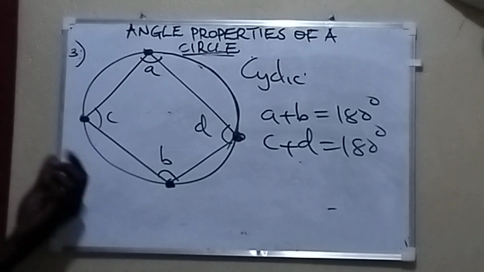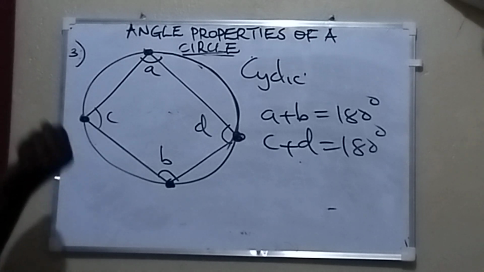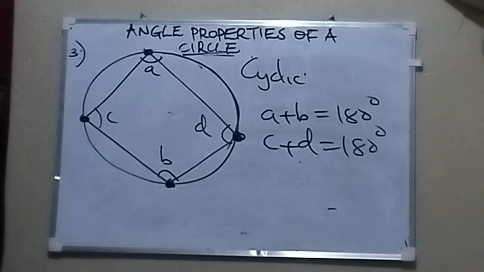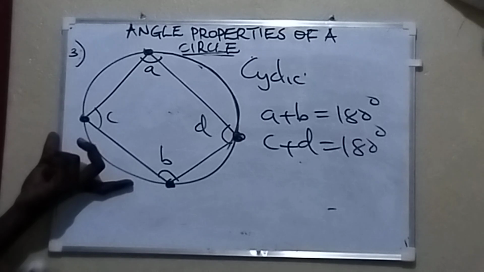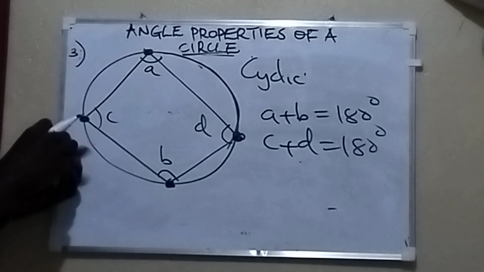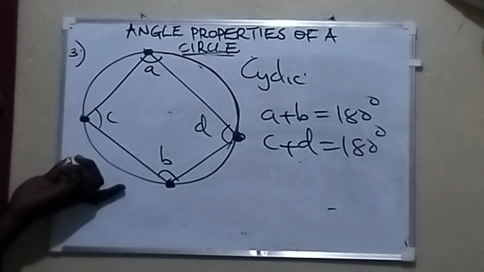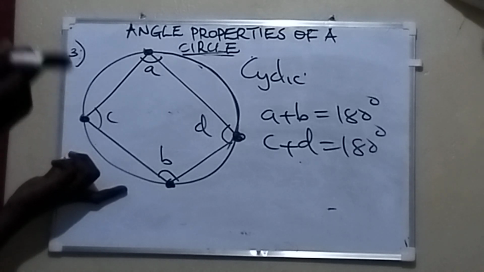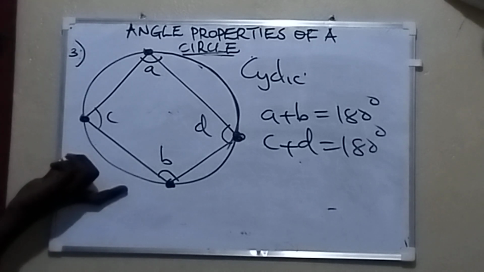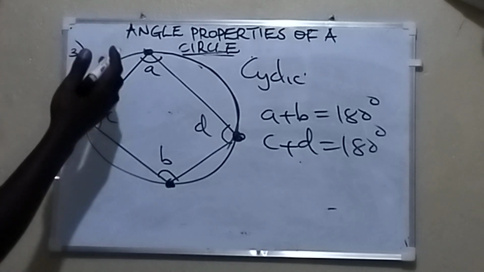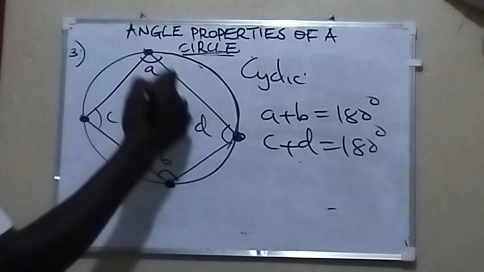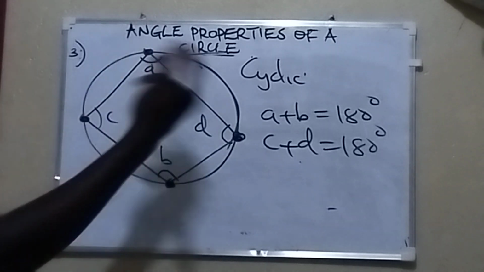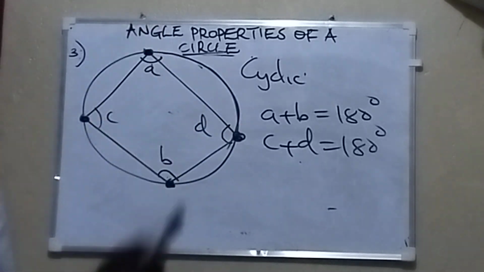So you have the major 4 properties. The first property, angle subtended by the same chord on the circumference, they are the same. Another one, angle subtended by the diameter is 90 degrees on the circumference. Then we have angle at the center is twice the angle at the circumference, so long as it is subtended by the same arc or chord. Then the last one, we have angle subtended by a cyclic quadrilateral, opposite angles they add up to 180 degrees.